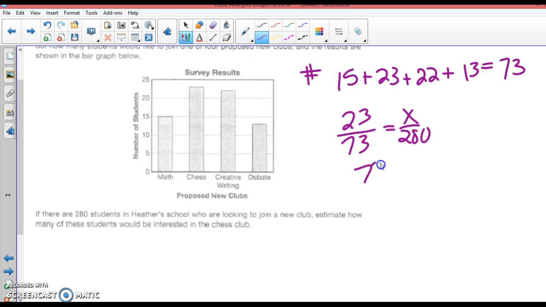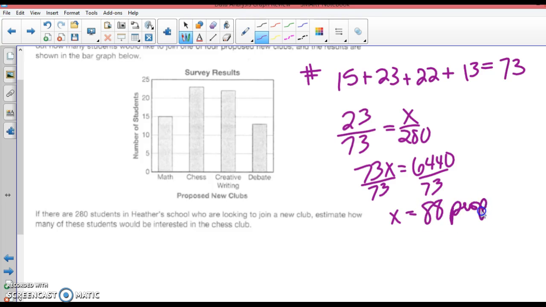So I'm going to have 73x equals 23 times 280, which is 6,440. Divide both sides by 73. X is, it's not 88%, it's 88 people. If we want to know what percent it is, look, wouldn't my percent be here? Nick, if I wanted to find the percent, I would do 23 divided by 73, which is about 31.5%.